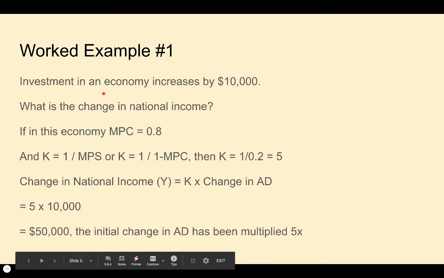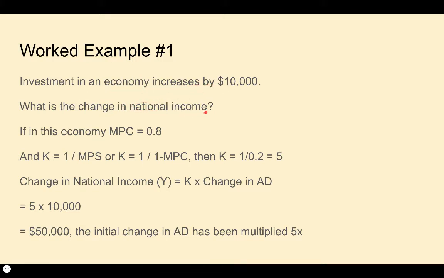If investment in an economy increases by $10,000, what is the change in national income, if in this economy the MPC equals 0.8? So they've given us the MPC, and they've given us the change in a component of aggregate demand, being investment, $10,000. We can plug that into the formula and work this out. So we need these two formulas. We've got K equals 1 over MPS. That can also be written as K equals 1 over 1 minus MPC.